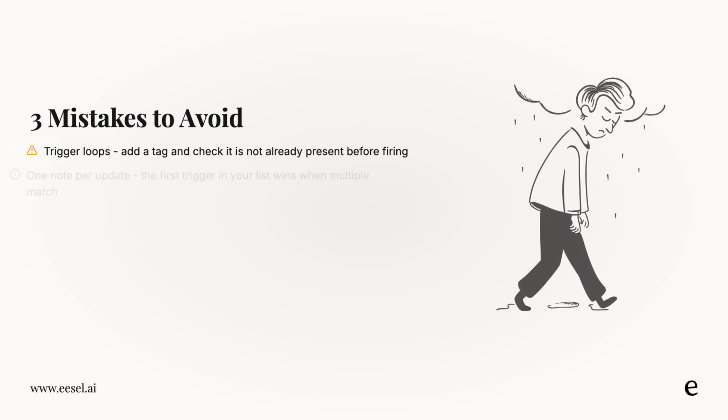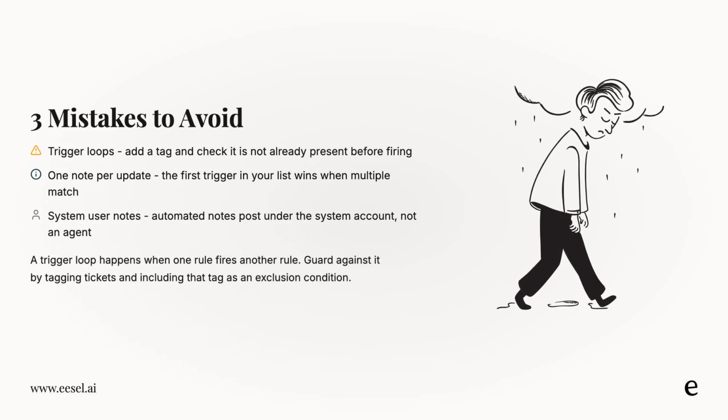3 things to watch out for. First, trigger loops. Guard against them by tagging tickets and adding that tag as an exclusion condition. Second, only one internal note fires per ticket event, so list priority matters. Third, automated notes post under the system user account, not an agent.